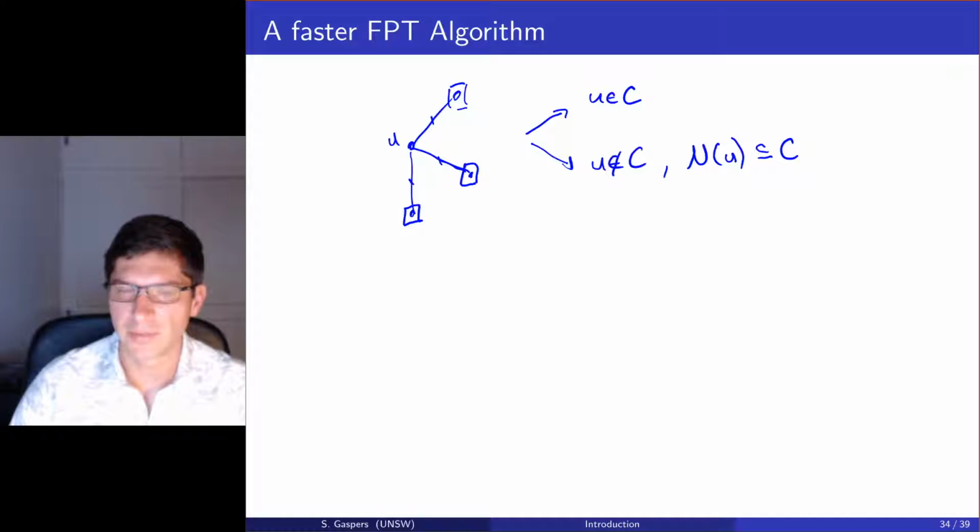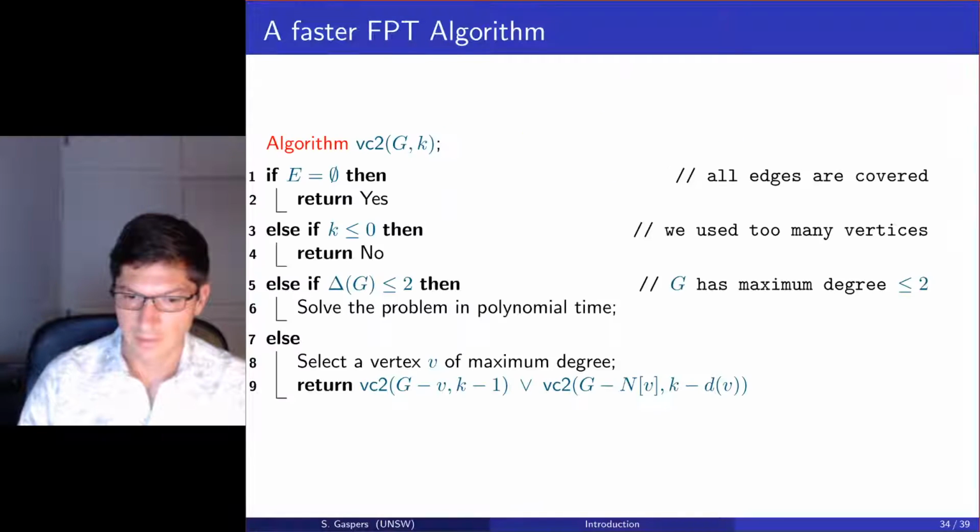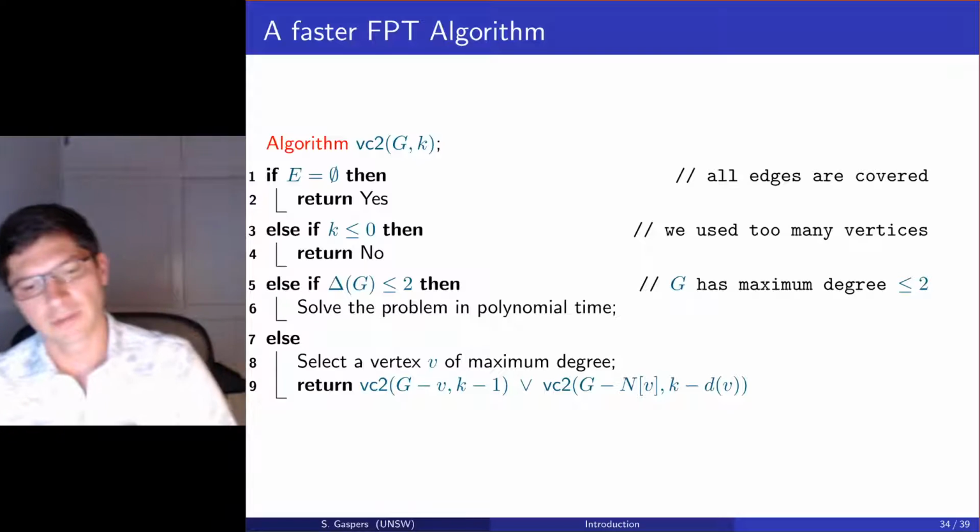But if u has only one neighbor, actually we can do something better, because why would we add u to the vertex cover? The neighbor covers all the edges that u covers, plus maybe more. So maybe adding u to the vertex cover, if it has degree 1, is not a good choice. And we can even go further.